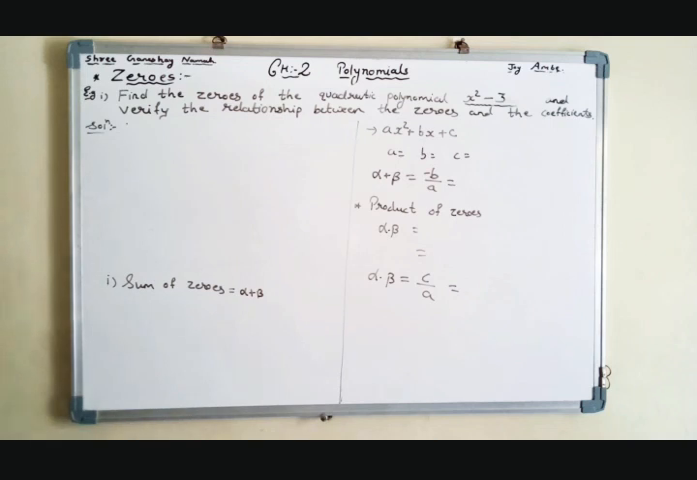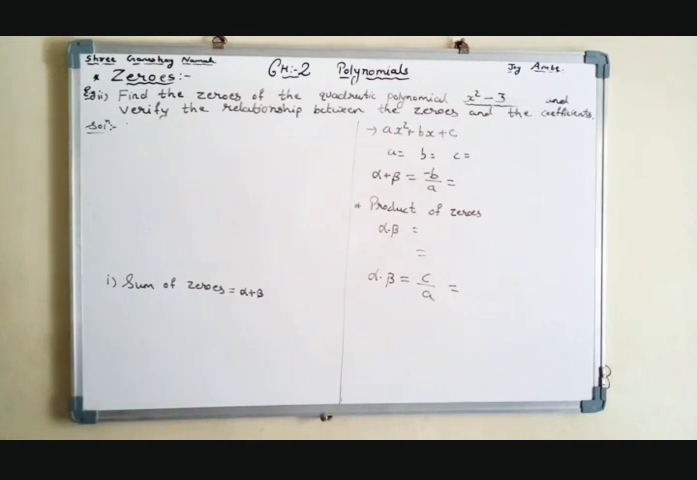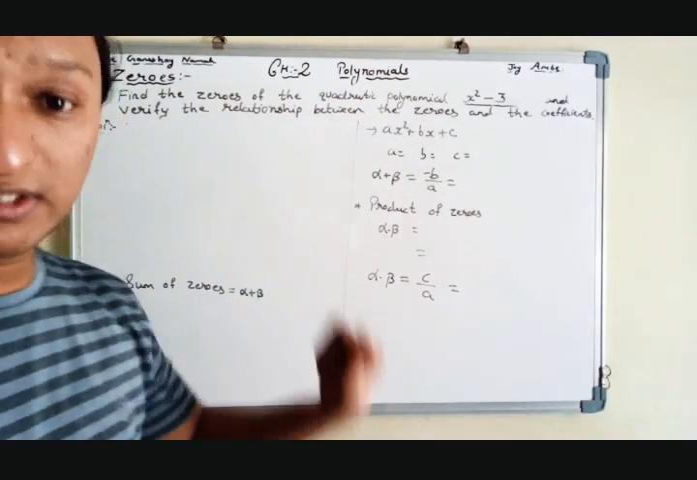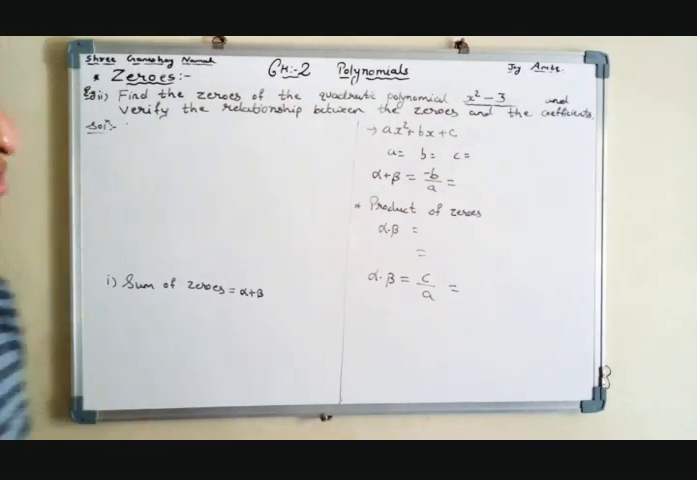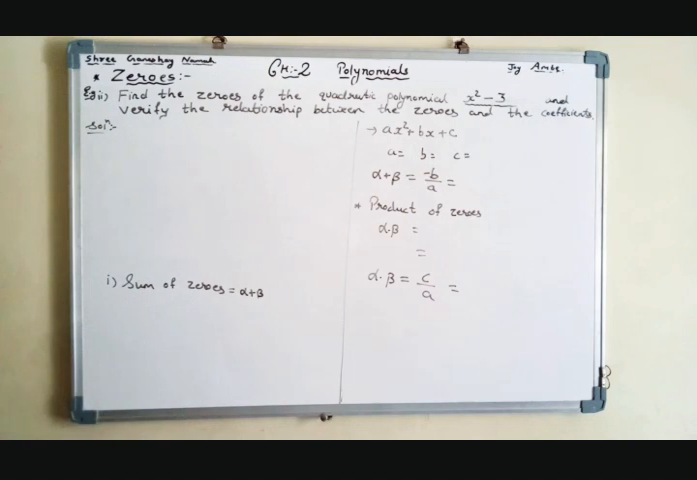Okay, now next, number 2. Find the zeros of the quadratic polynomial x square minus 3 and verify the relationship between the zeros and the coefficients. Same as the previous one, but somewhat changed here. Instead of 3 terms, now it is 2 terms, but still it is a quadratic polynomial. So we will try to solve it. x square minus 3.